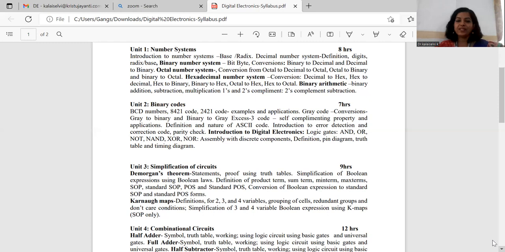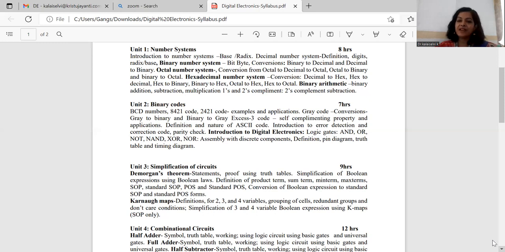And how about the second unit? The second unit deals with BCD, binary coded decimal numbers, that is full of binary. Now this is code, like in C language, we might have heard about ANSI and then ASCII codes and all.